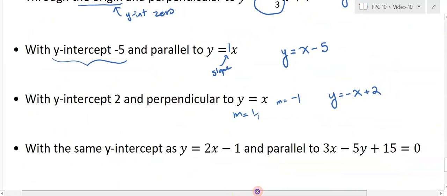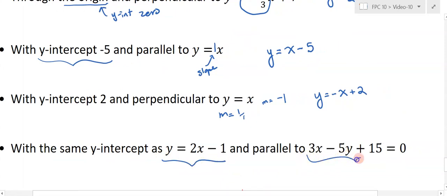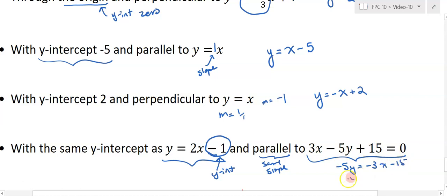With the same y-intercept as this equation and parallel to this equation. I know the y-intercept is going to be -1, and if it's parallel to this equation, it has the same slope. But I don't know the slope of this equation because it's not in slope-intercept form. So if it's ever not in slope-intercept form, I just have to put it into slope-intercept form to be able to calculate. So divide everything through by -5. And I'm going to get 3/5x plus 3. So I now know my slope is 3/5.